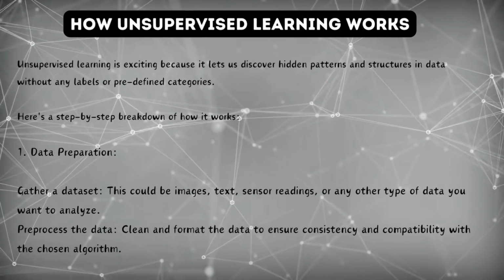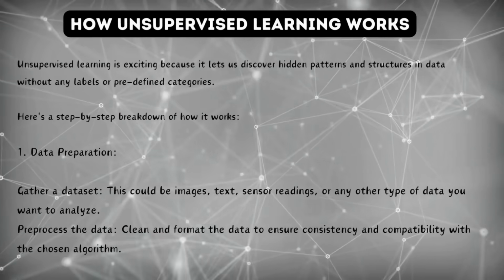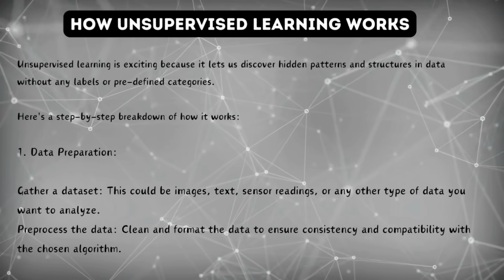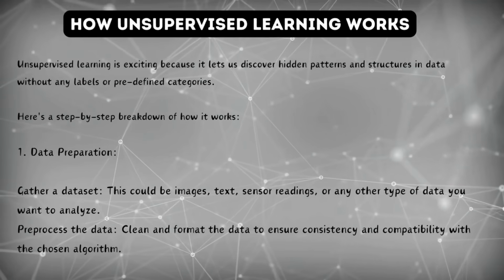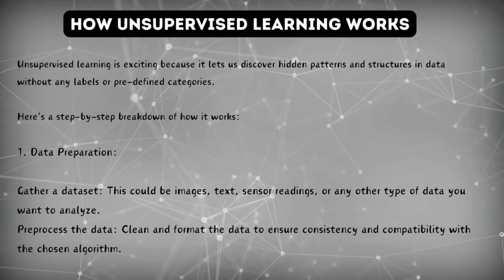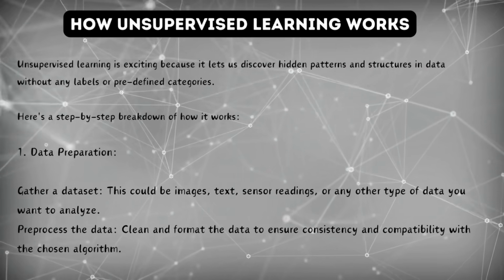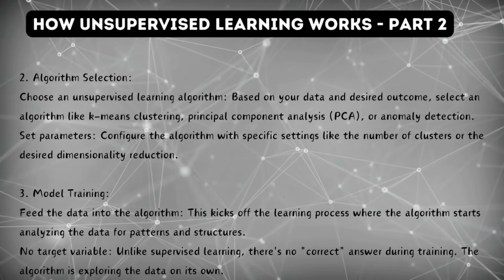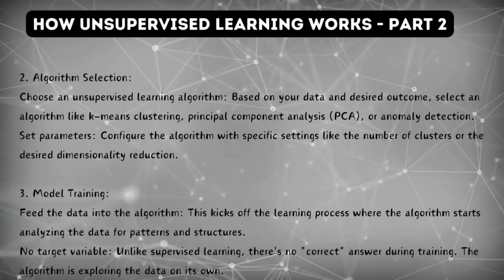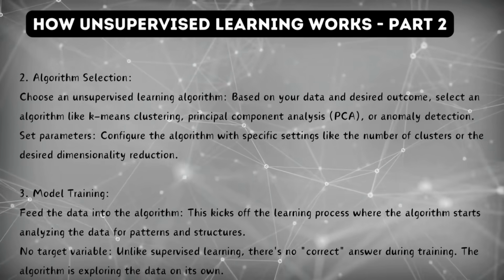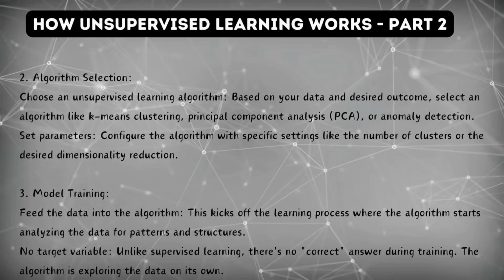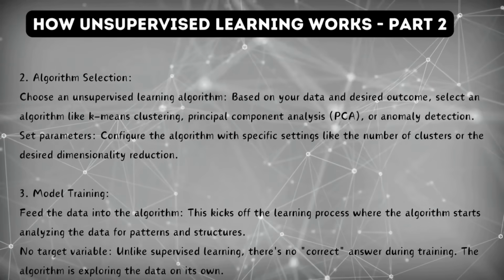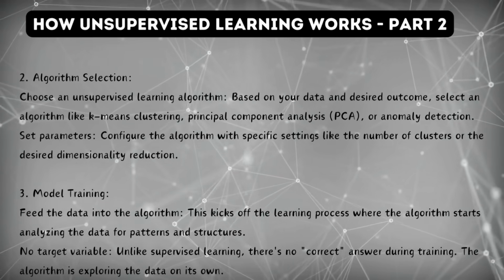Here's a step-by-step breakdown of how unsupervised learning works. Number 1, data preparation. Gather the data set and pre-process the data. This could be images, text, sensor readings, or any other type of data you want to analyze. Clean and format the data to ensure consistency and compatibility with the chosen algorithm. Number 2, selection of algorithm. Choose an unsupervised learning algorithm based on your data and desired outcome. Select an algorithm like k-means clustering, principal component analysis, PCA, or anomaly detection. Set parameters to configure the algorithm.